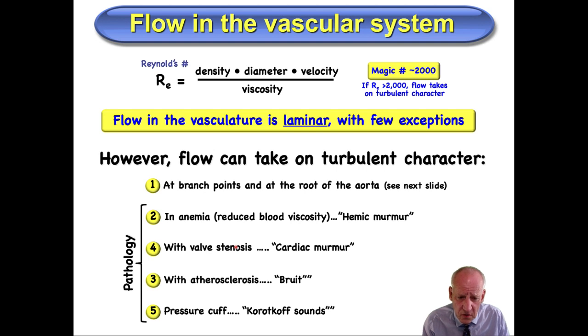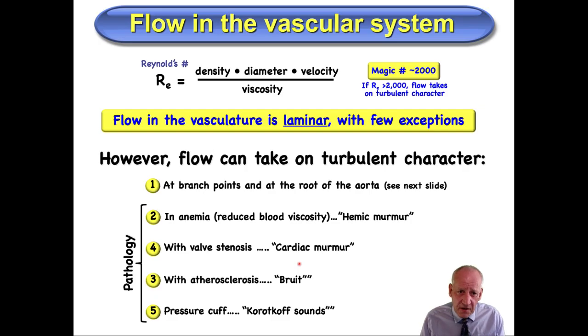Turbulent flow can also occur across a narrowed heart valve, a stenotic valve. In this case, the diameter of the outlet port is reduced. However, this will force blood to jet across the narrowed opening at much greater velocity, and we can see a net increase in Reynolds number and a cardiac murmur.